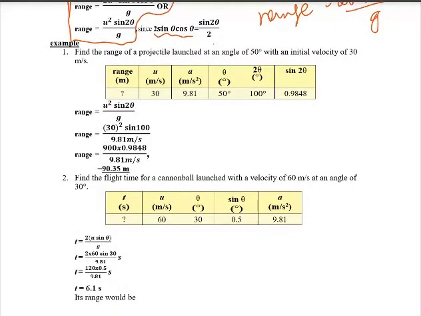Let us see. In the first example, find the range of a projectile launched at an angle of 50 degrees with an initial velocity of 30 meters per second. Therefore, you are asked to determine the range, and the angle is 50 degrees, so theta is 50. If you apply the double angle, u is the initial velocity, 30. Therefore, you can substitute 30 squared times sine of 100. We can use the double angle: theta is 50, 50 times 2 is 100. And then this square is 900, and sine 100 is 0.9848, divided by 9.81, and finally you get 90.35. This is the range value.